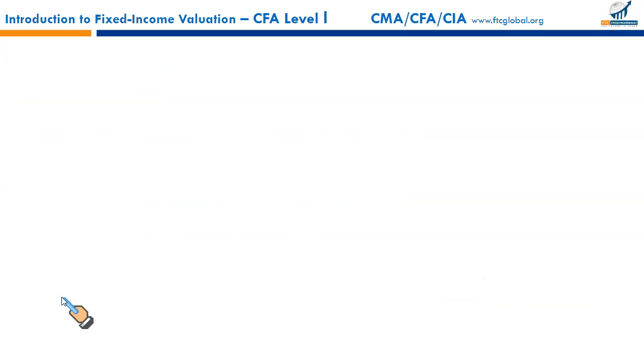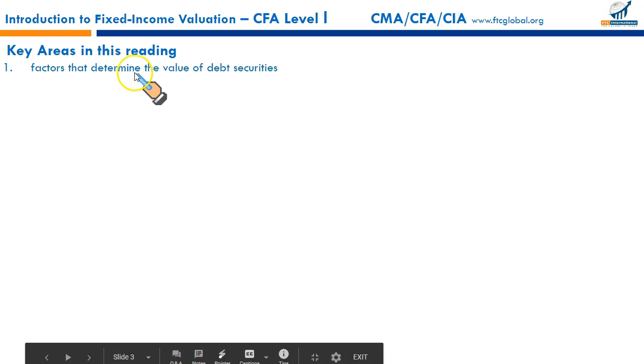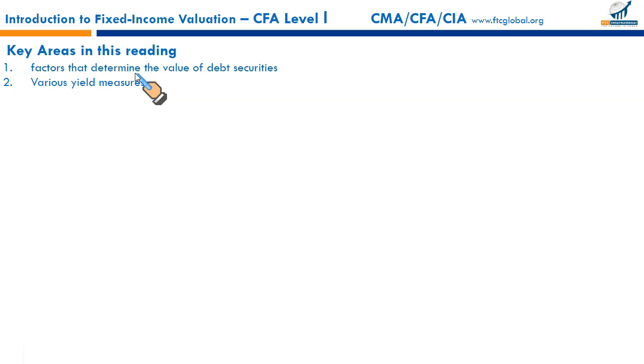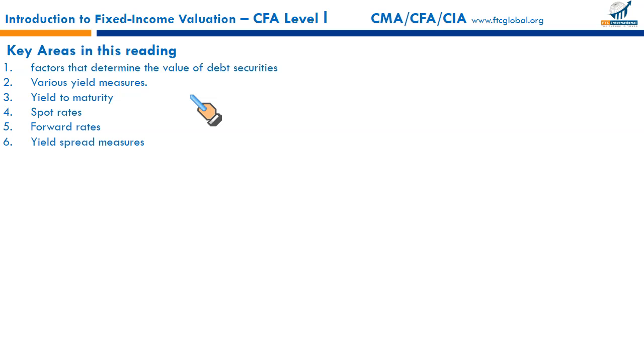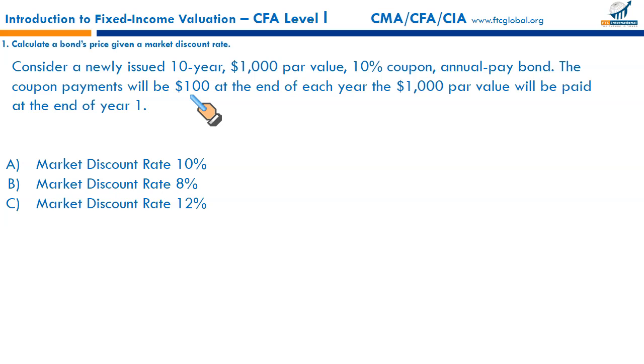The key areas that we will cover in this reading are the factors that determine the value of debt securities, various yield measures, yield to maturity, spot rates, forward rates, and finally yield spread measures. So let's do each LOS one by one.